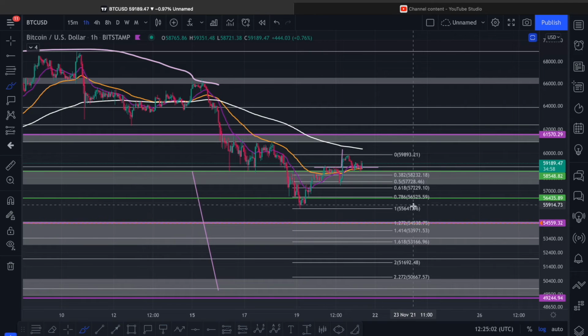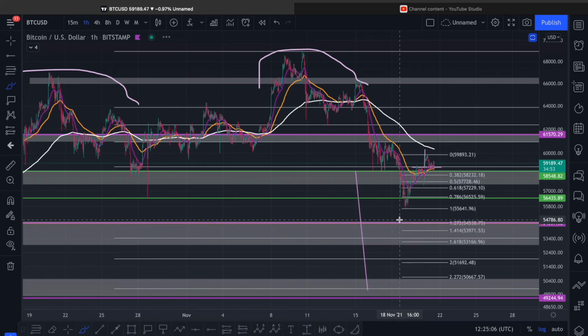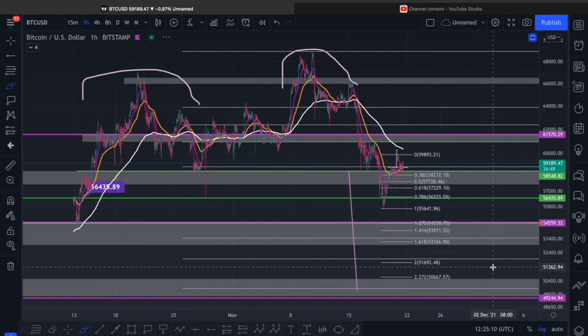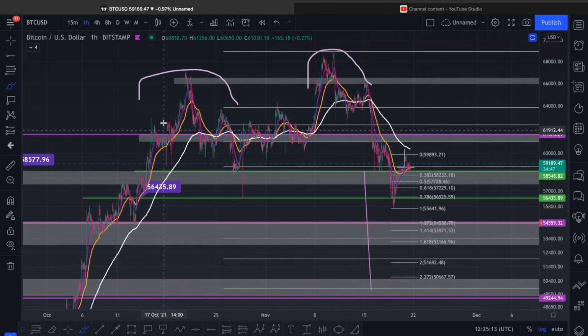So if you lose the one, it's very likely going to come to the 1618 at 53k, which is this zone that I gave you at the start of the week. And look where that 2 and the 2.72 is. Very, very close to that massive M pattern's target. So look at that for confluence.